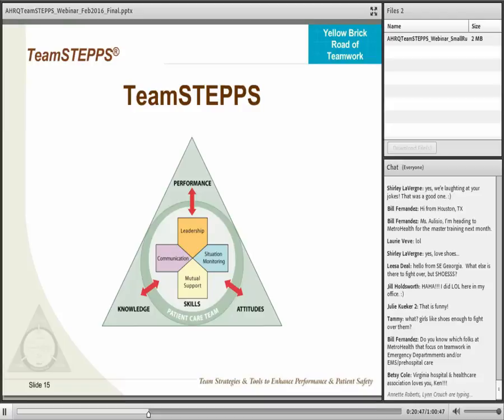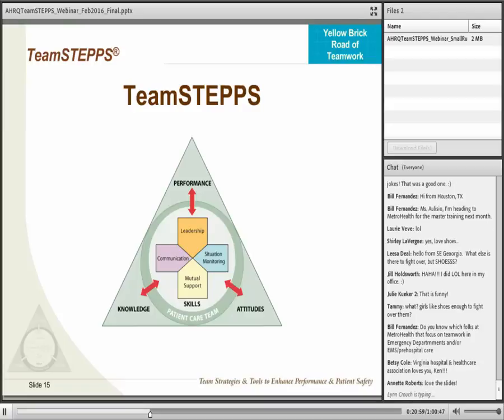You've got the team principles of performance, attitude, and knowledge of a team, and those four key skills of situation monitoring, mutual support, communication, and leadership. And then you've got the patient care team around it. Well, I just replaced the patient care team with Dorothy and the gang. So that's the interplay, and that's what I use to introduce.